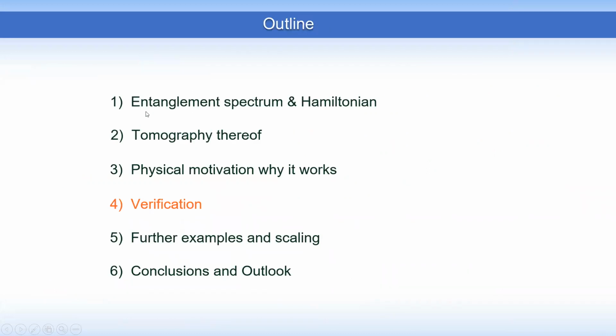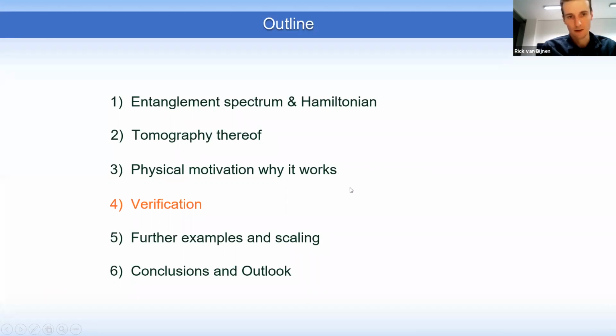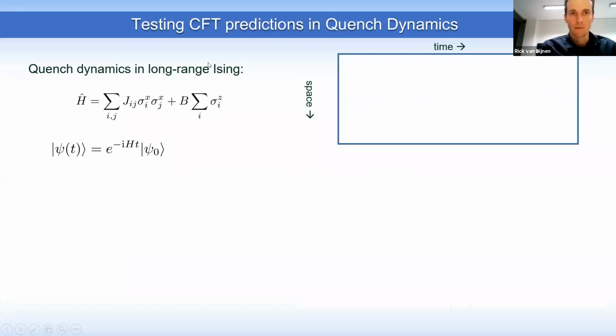Okay, so we saw entanglement, Hamiltonian tomography, and some arguments for why we should make these local ansatzes, which we can actually check. Many of these motivations came from, for instance, conformal field theory. So now we can go to a situation where we know that the CFT, conformal field theory, applies, and see how well it works there.